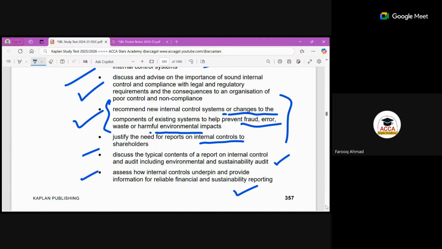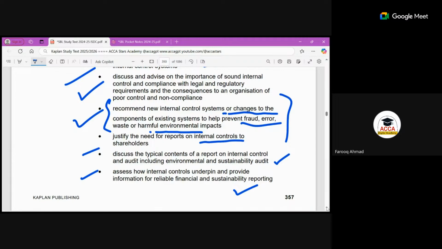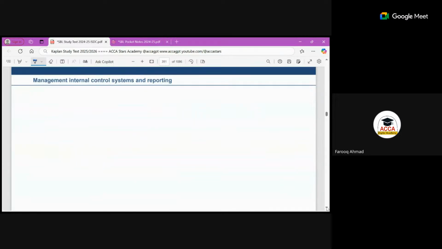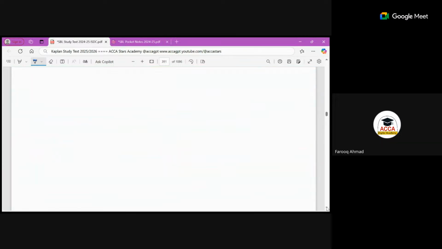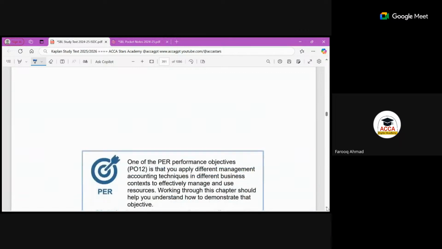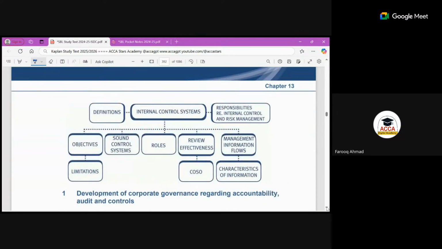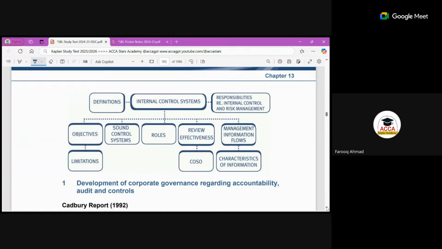So student, this chapter is getting into more detail on the management of the internal control system and reporting. You have to be very well prepared for this topic, because now you are coming into deeper understanding, which will help you in answering at the time of your exam preparation. So the definition is already done.